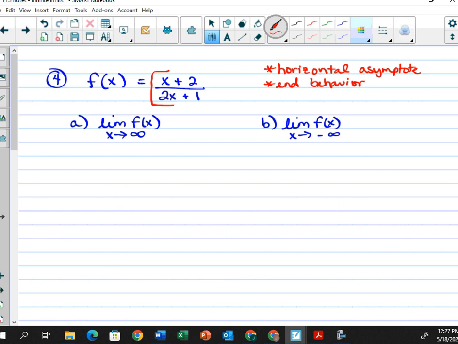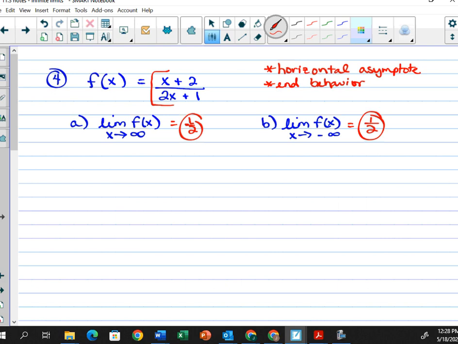What's essentially happening is if you're plugging infinity in, that means you're plugging in a really big number, right? So you have a really big number over 2 times a really big number. That gives you 1/2 when you simplify. They're growing at the same rate, your numerator and denominator, so you can just look at the coefficient. Whether we're going to positive infinity or negative infinity, your graph is still going to approach the same y value.